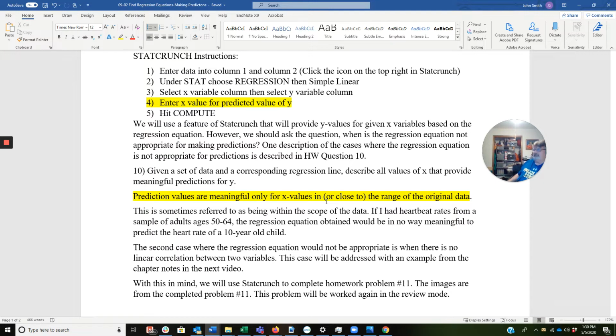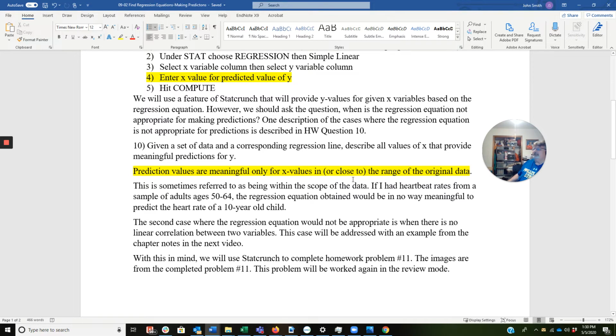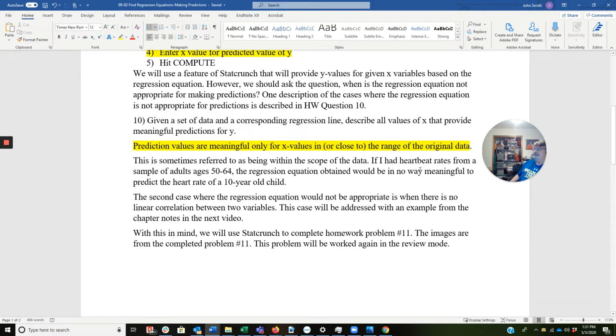However, we should ask the question, when is the regression equation not appropriate for making predictions? One description of the cases where the regression equation is not appropriate for predictions is described in homework question number 10. And that question is, given a set of data and a corresponding regression line, describe all values of x that provide meaningful predictions for y. Prediction values are meaningful only for x values in or close to the range of the original data. We'll see what this looks like in just a second.